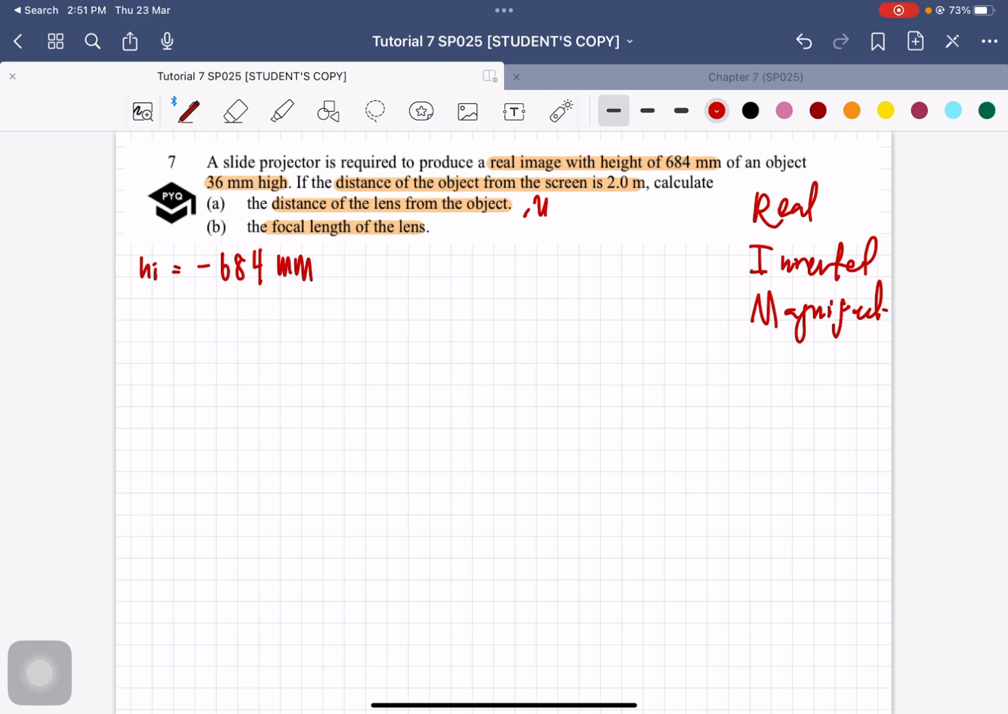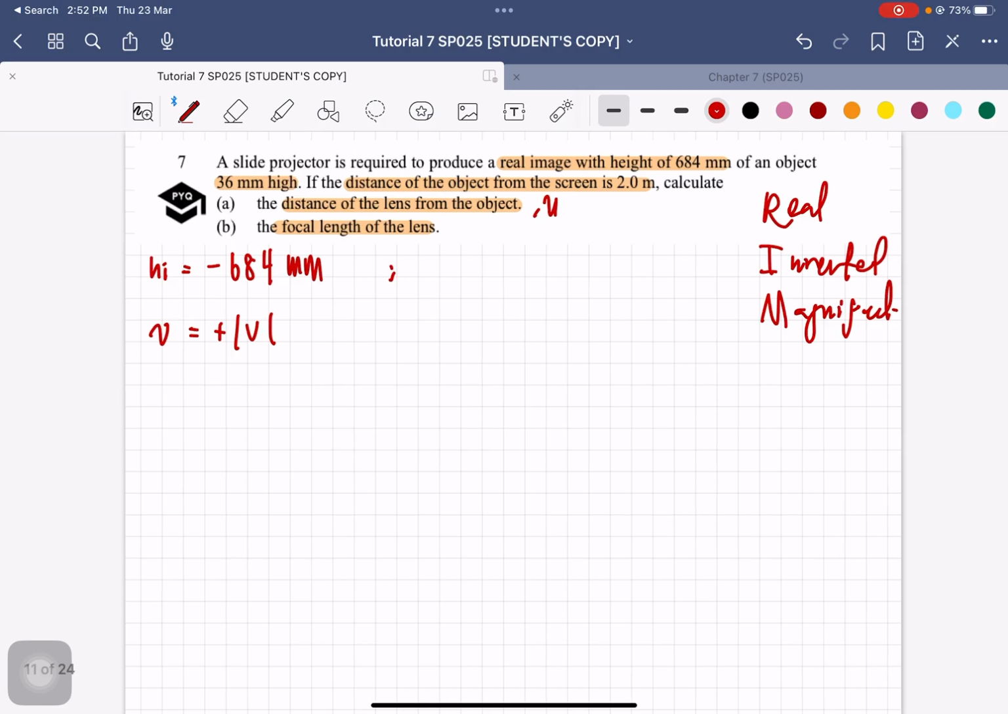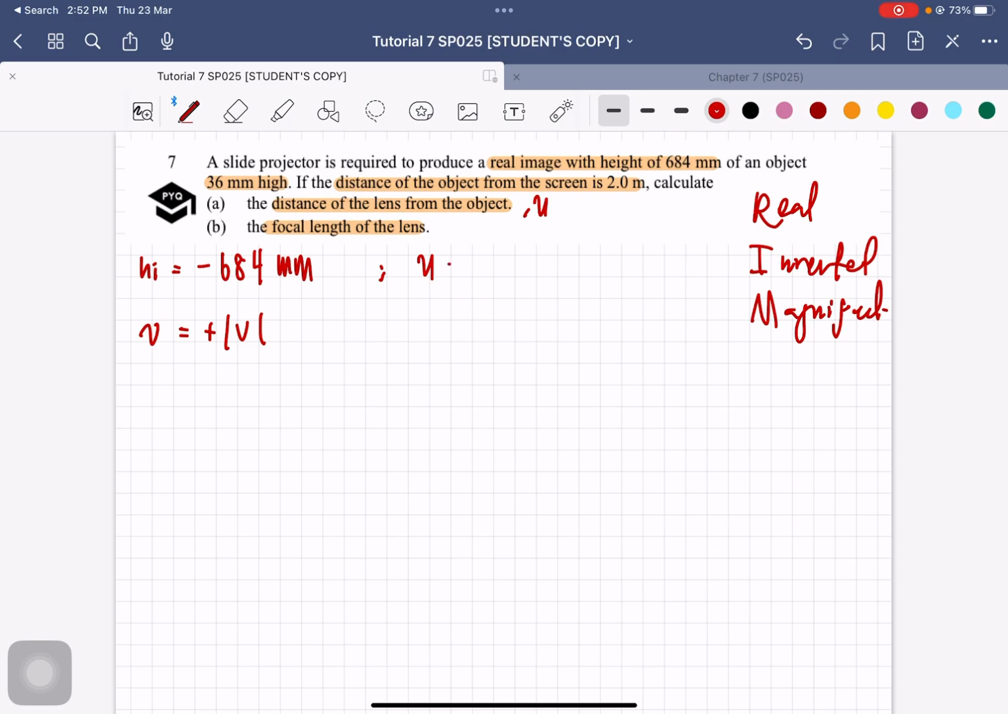And since the image is real, our v here should be a positive value, meaning we should write it with a modulus so that it stays positive. Then we are looking for u, which is the object distance, which should be real, so this should also have a modulus. The height of the object is just 36 millimeters.